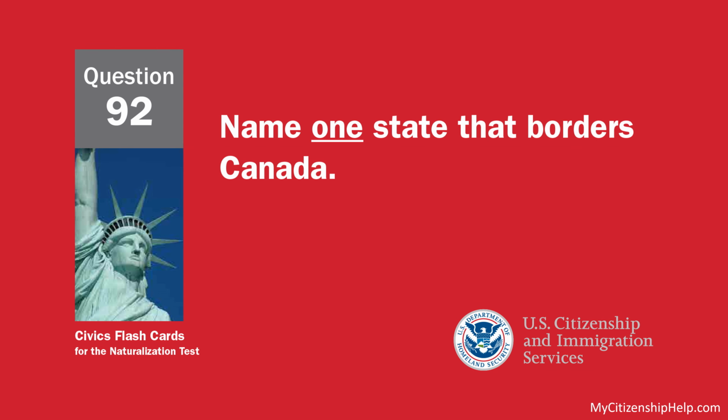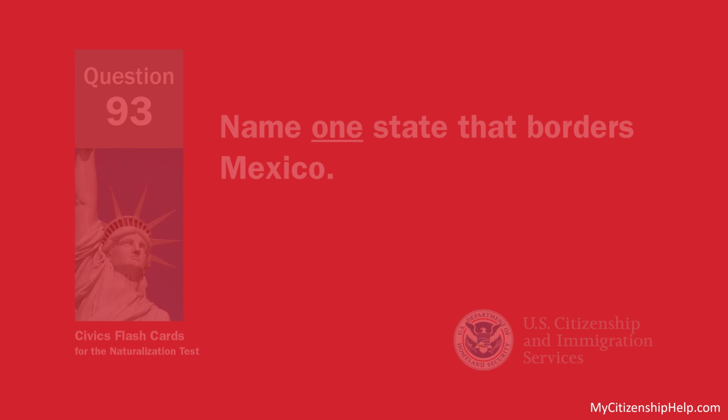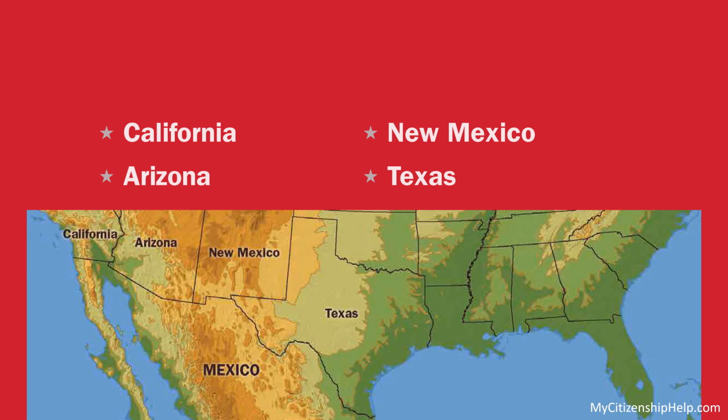Name one state that borders Canada. Maine, New Hampshire, Vermont, New York, Pennsylvania, Ohio, Michigan, Minnesota, North Dakota, Montana, Idaho, Washington, Alaska. Name one state that borders Mexico. California, Arizona, New Mexico, Texas.